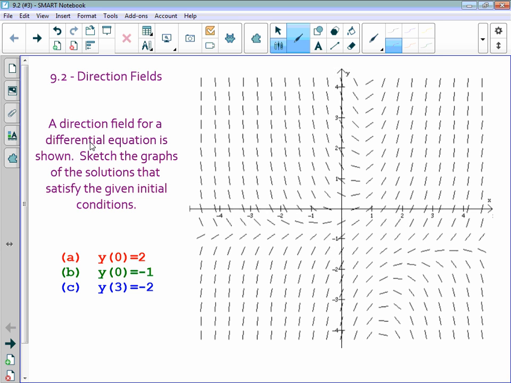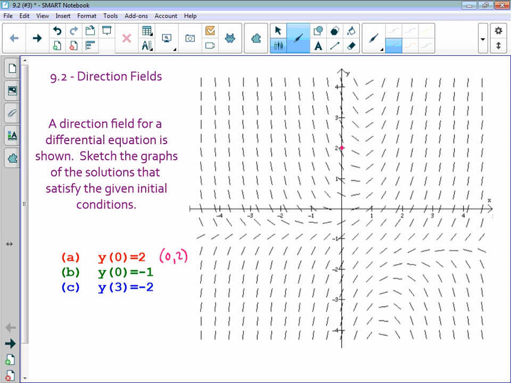So a direction field for the differential equation is shown. Sketch the graphs of the solutions that satisfy the initial conditions. So all you're doing is you're identifying what the point is here. So this point would be 0, comma 2. And then you're going to plot that on your graph. And then you are going to draw a curve that follows this direction field.